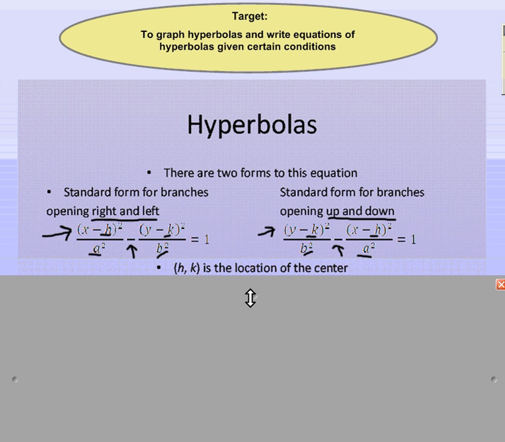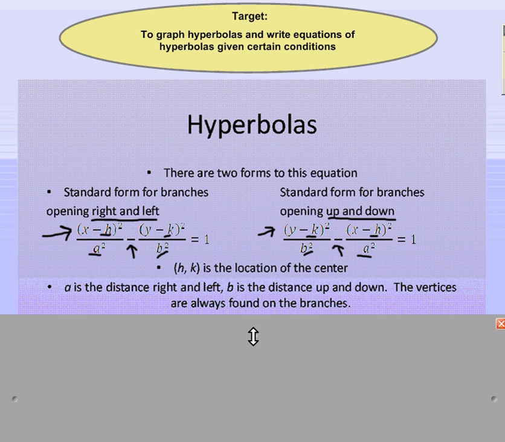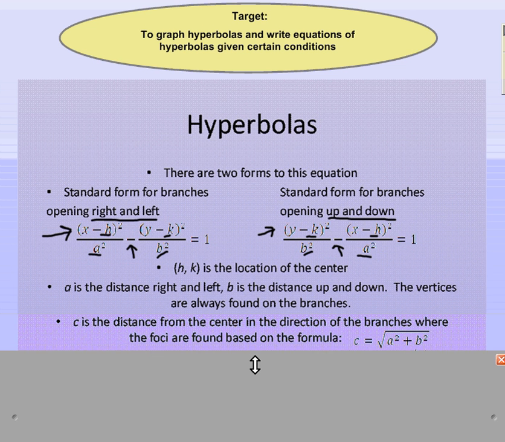So the important points. HK is the location of the center. Yes, a hyperbola has a center. A is the distance to the right and left. B is the distance up and down. Very similar to an ellipse, we'll be placing points right and left from the center and up and down from the center. The vertices are always found on these branches.